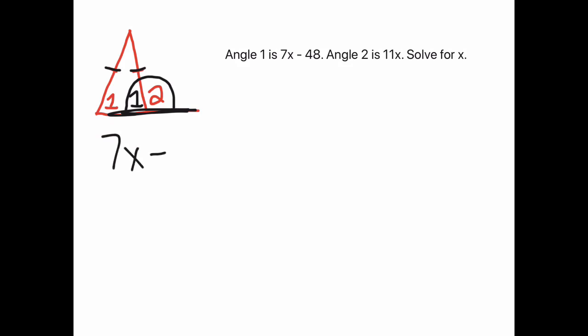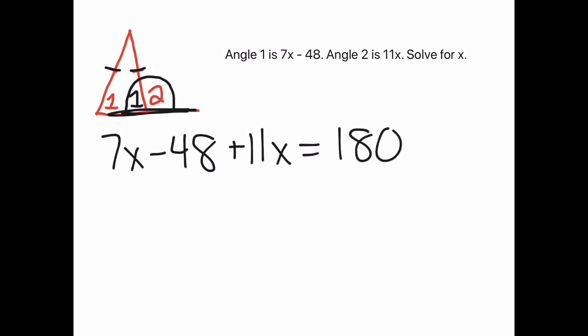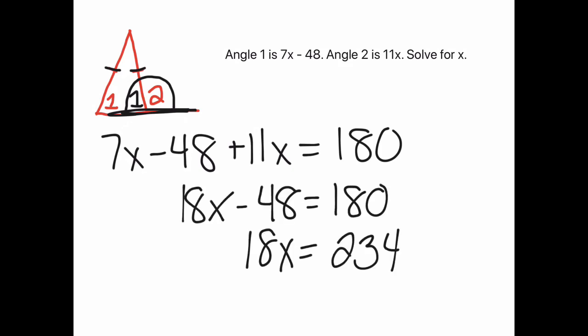You set it equal: 7x minus 48 plus 11x is going to equal 180, and then you solve it using algebra. And what you'll get is 18x minus 48. When you add the 7x and the 11x together, you add 48 to both sides, you'll get 18x equals 234. You divide both sides by 18, and you'll get x equals 13.